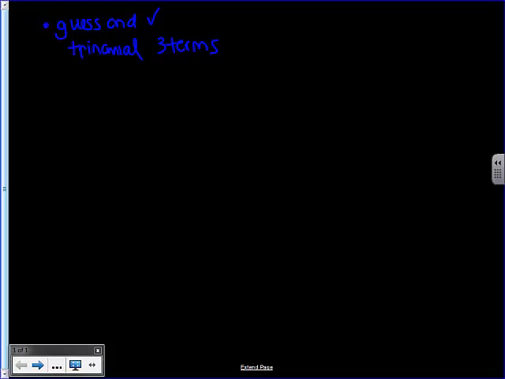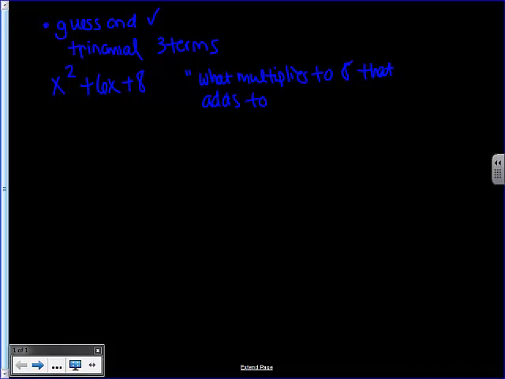Alright, and so let's take our first one. Usually the easiest ones students find on this are the ones where the x squared is by itself. So x squared plus 6x plus 8. Looking at that I have to ask myself, what multiplies to 8 that adds to 6? Anybody got it? You're right. It is 4 and 2.